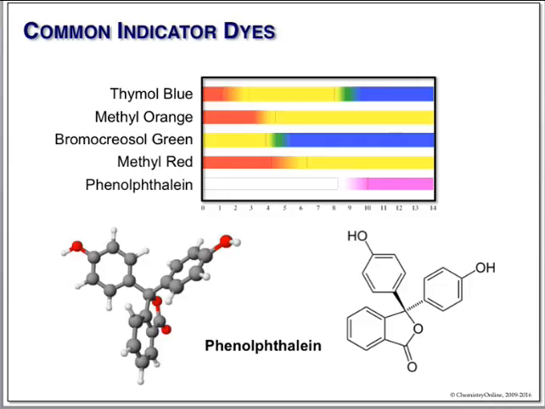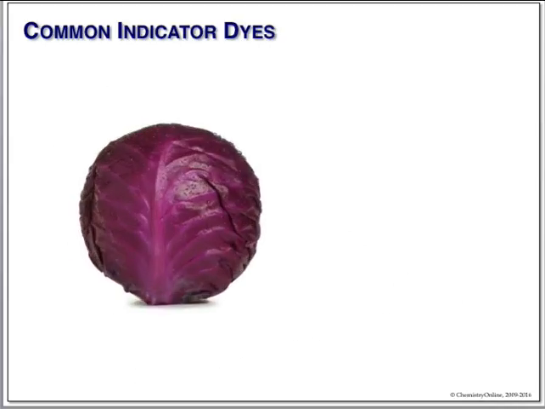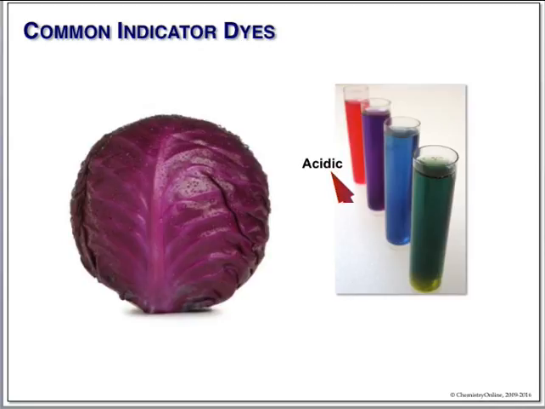A much more fundamental indicator, and you see, some of these are really interesting. Much more fundamental one, however, is cabbage juice. If you take red cabbage juice, if it's an acidic solution, it will turn a fire engine red.